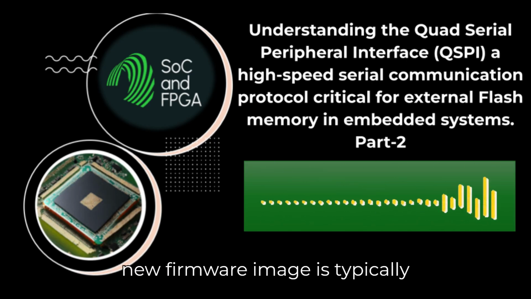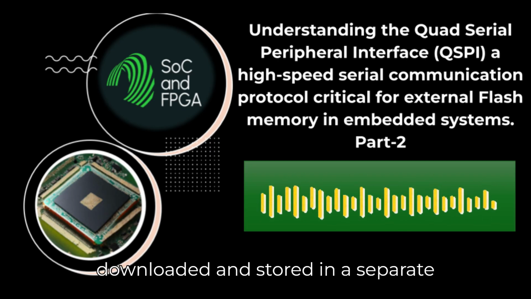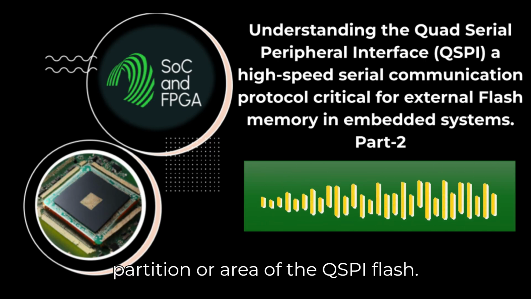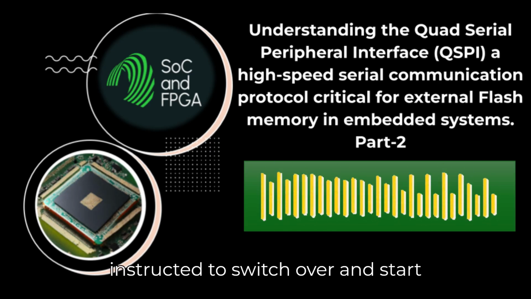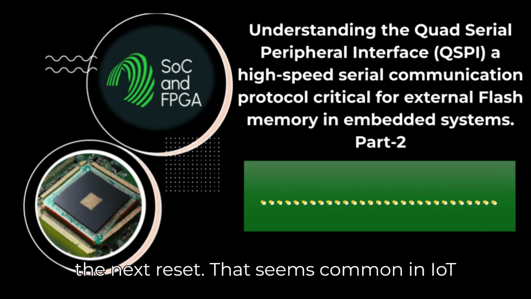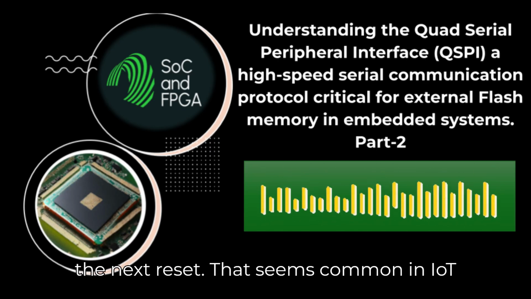And it's absolutely essential for over-the-air OTA firmware updates. The new firmware image is typically downloaded and stored in a separate partition or area of the QSPI flash. Once the download is complete and verified, the bootloader can be instructed to switch over and start booting from the new image location on the next reset. That seems common in IoT devices? Yeah.